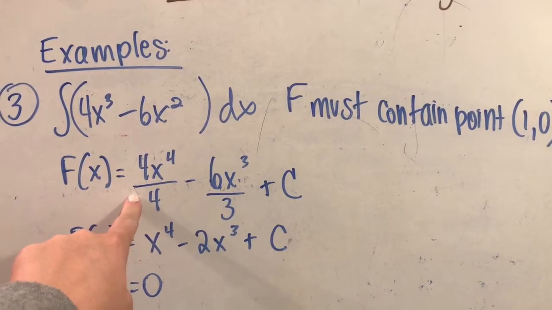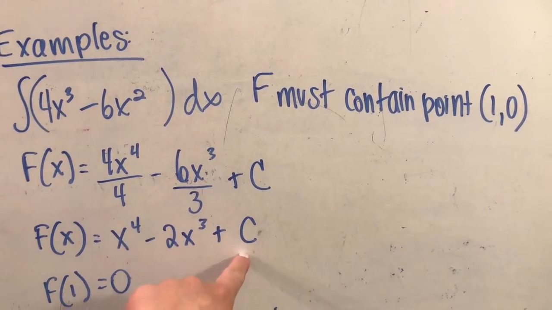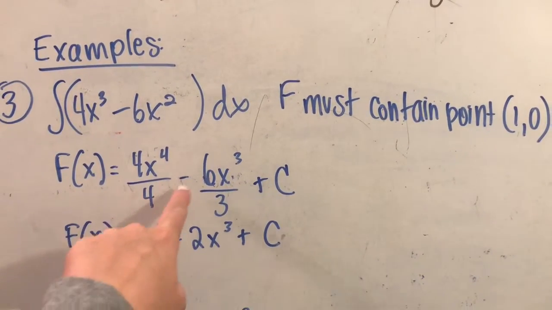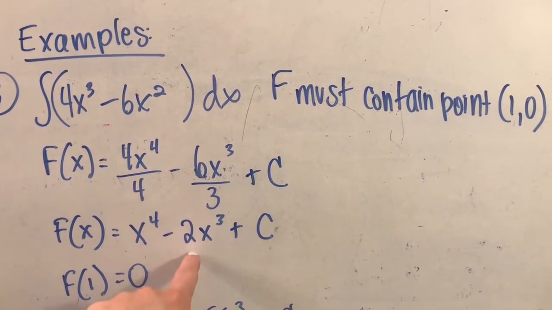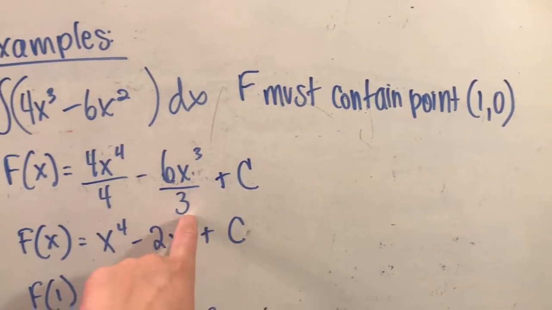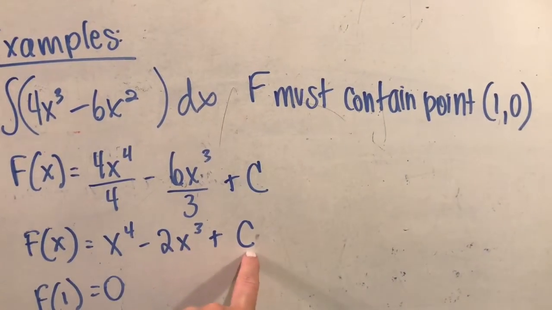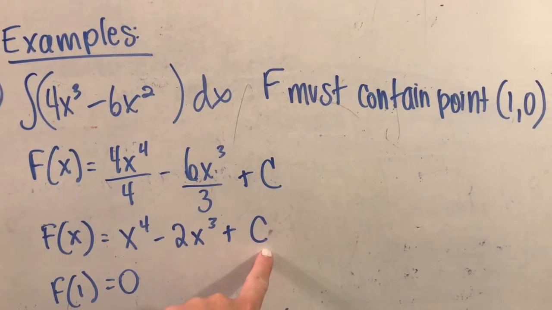That would give us x to the 4th minus 2x cubed plus c, because the 4's would cancel out here, and then 6 divided by 3 would give you 2. So now we have this right here, which is the indefinite integral, but we want to solve for c to find the particular solution.